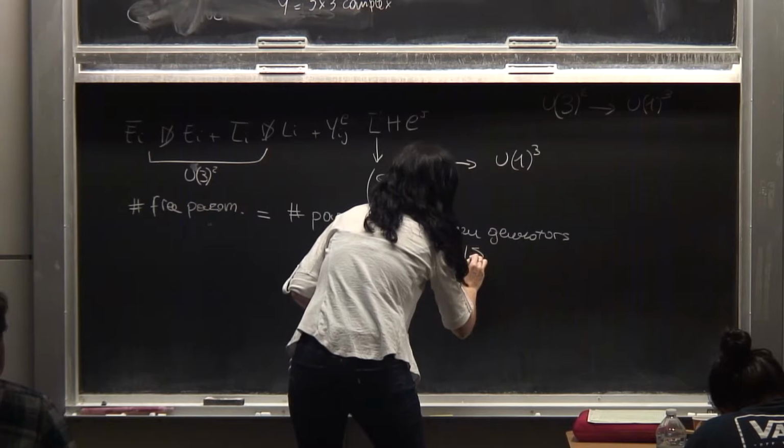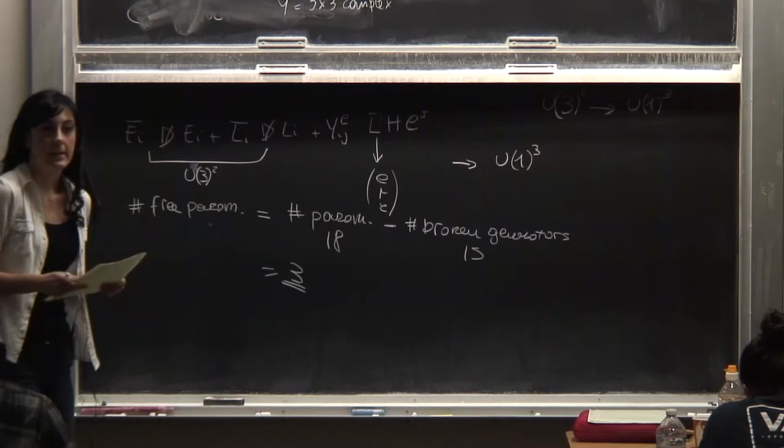Okay, and actually that is true because, as we know, we have three free parameters in the lepton sector, and this corresponds to the masses of the several leptons, right?